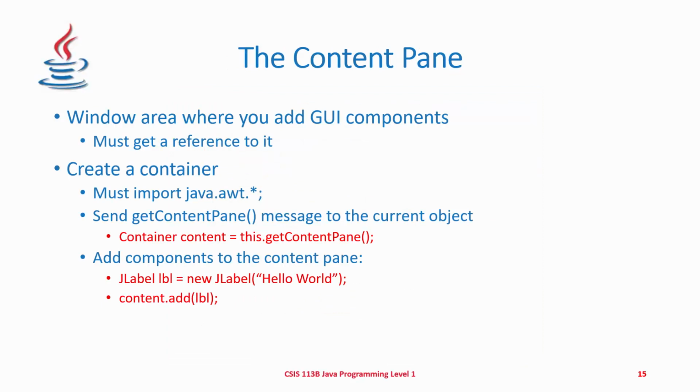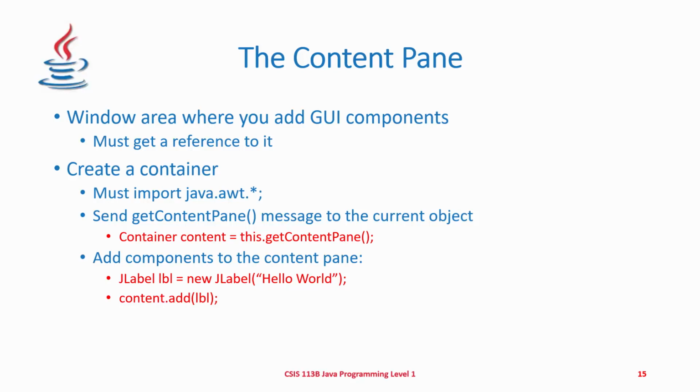So the content pane is the window area where we add our GUI components. We must get a reference to it. We'll show you how to do that in the guided example here. But also you have to have imported the AWT class or package of classes in order for us to be able to have access to a content pane.